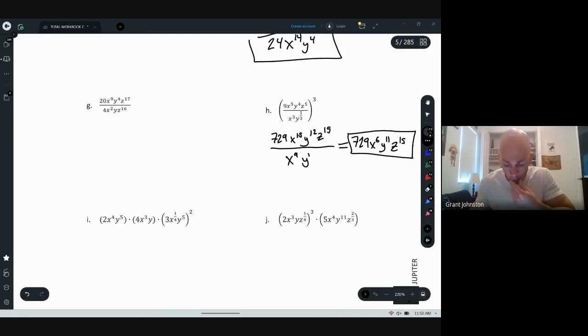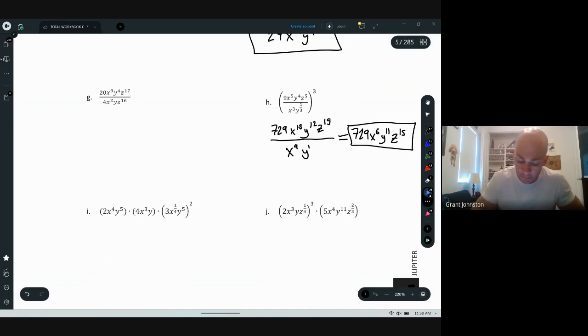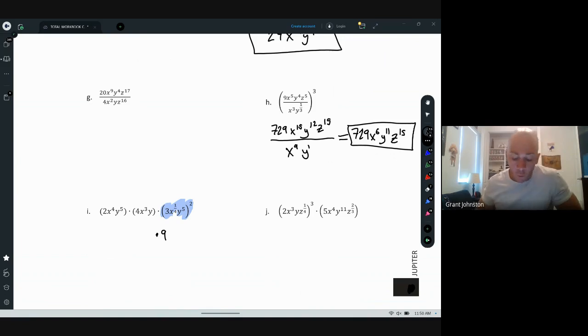Maybe I'll do one more. Why don't I do I? So for I, we have this to deal with because it's raised to the second. So 3 to the second is 9. 1/4 times 2 is 1/2. And then 5 times 2 is 10. Now I'm going to rewrite everything else. These weren't raised to anything.